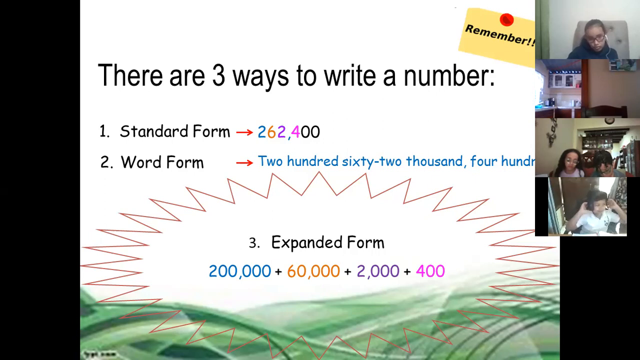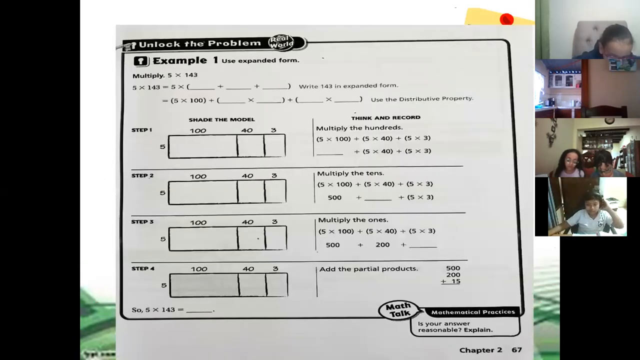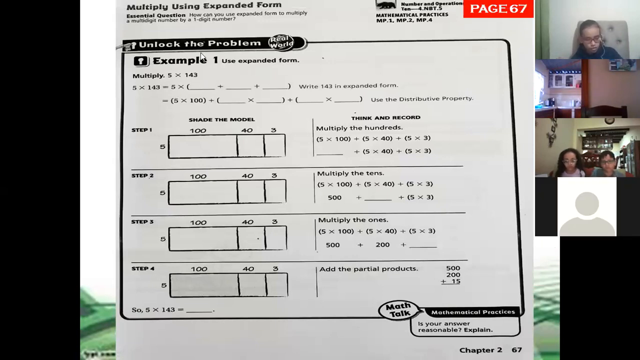Okay, everybody please pay attention. Here we go, okay? In here, we have this example exercise that we are going to use as an expanded form with multiplications, okay? It means that we are going to multiply 5 times 143. It means that 5 times 143 is the same if we write, what would be the first number?